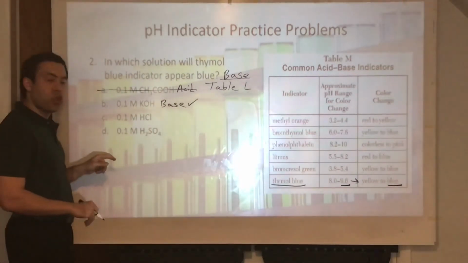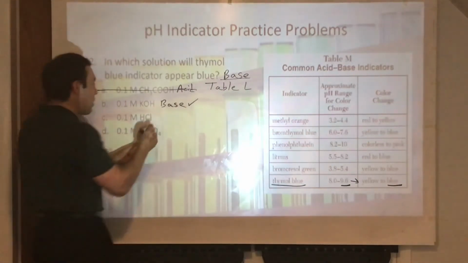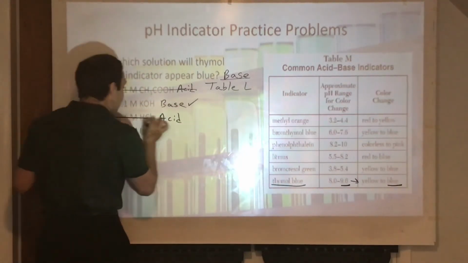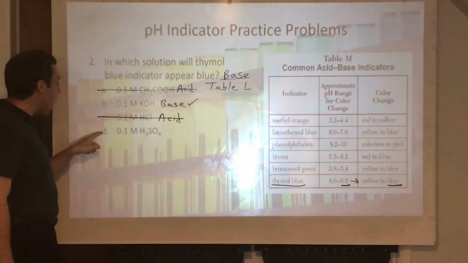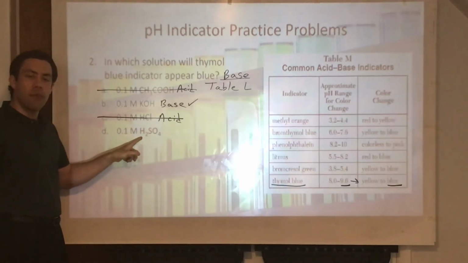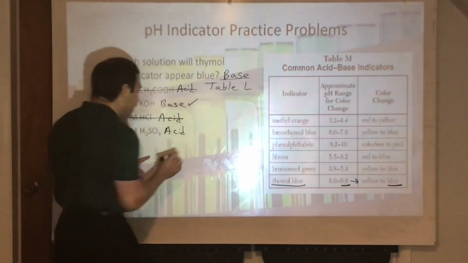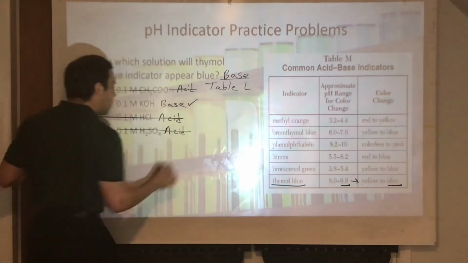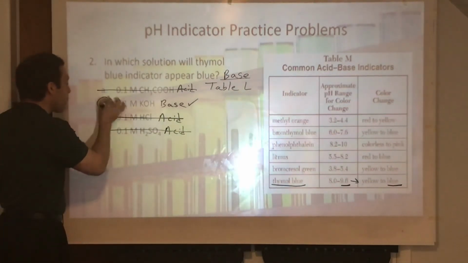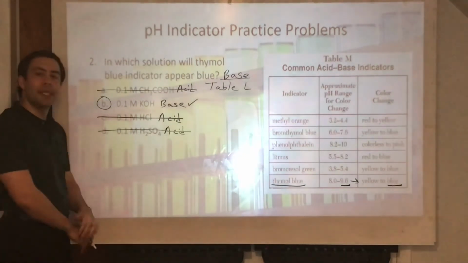Let's take a look at the other choices. C, 0.1 molar HCl. That's the very first acid on Table K. So it cannot be hydrochloric acid. And let's take a look at D, 0.1 molar H2SO4. That's sulfuric acid, also on Table K. So it cannot be choice D. Our answer is choice B, a 0.1 molar solution of potassium hydroxide.